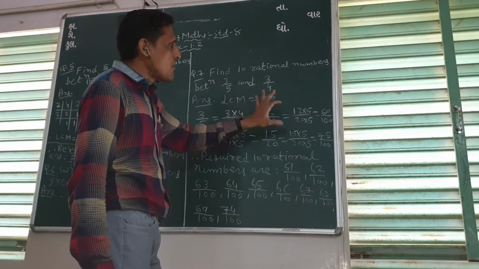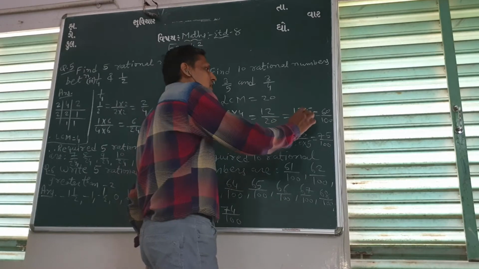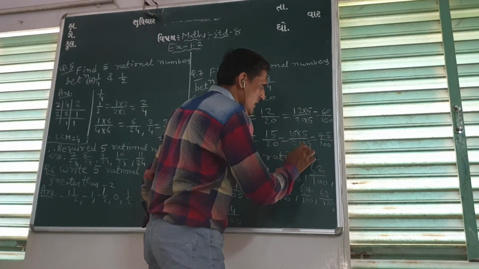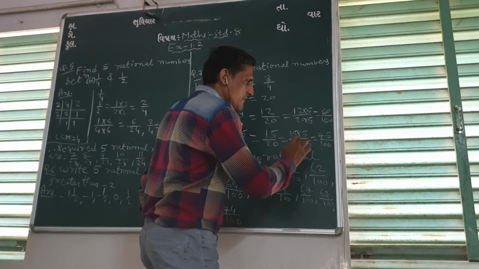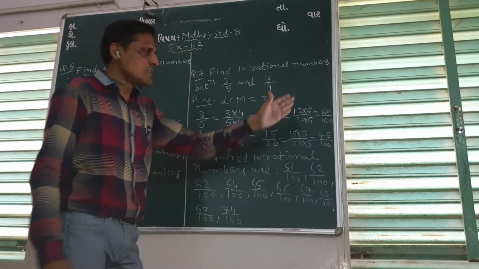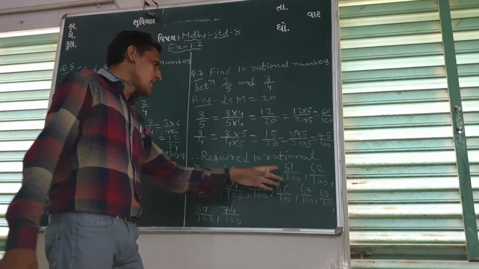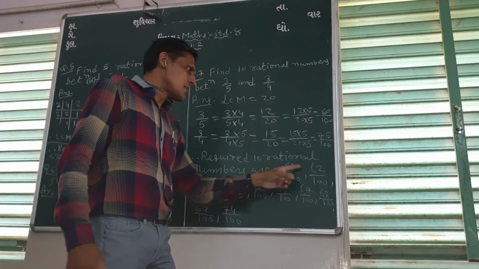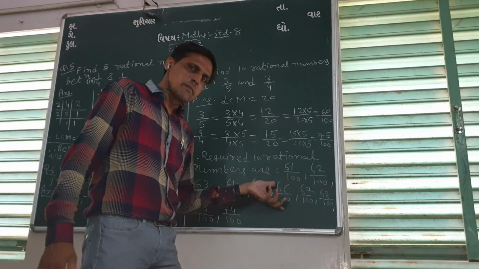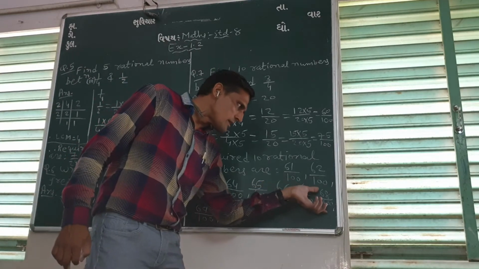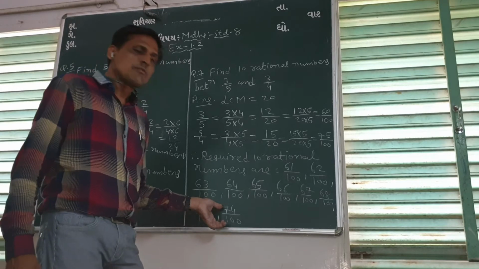Okay. So we are multiplying both numerator and denominator by 5. So 12 fives are 60 and 25 are 100, 15 fives are 75 and 25 are 100. The numbers are 61 by 100, 62 by 100, 63 by 100, 64 by 100, 65 by 100, 66 by 100, 67 by 100, 68 by 100, 69 by 100, and 74 by 100.